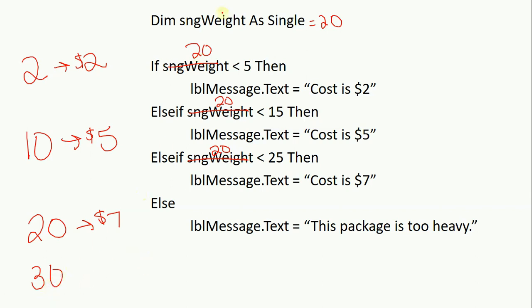And then 30. If I change this to 30, well, it's not going to evaluate here, right? Because 30 is not less than 5. 30 is not less than 15. 30 is not less than 25. So it's going to evaluate at the else statement. AKA for 30, it's going to say this package is too heavy.